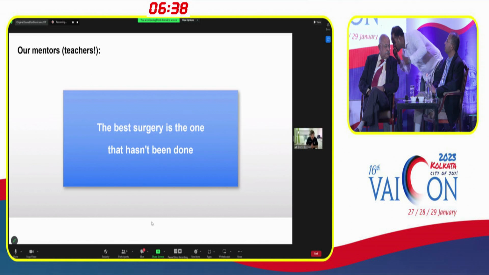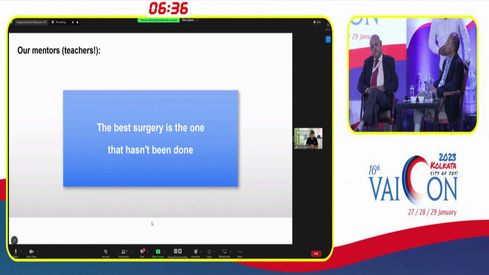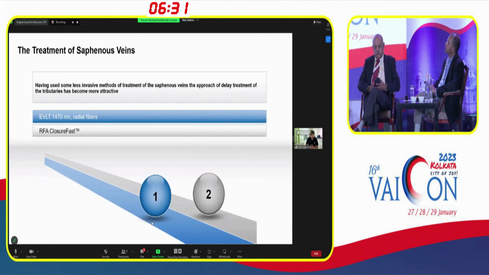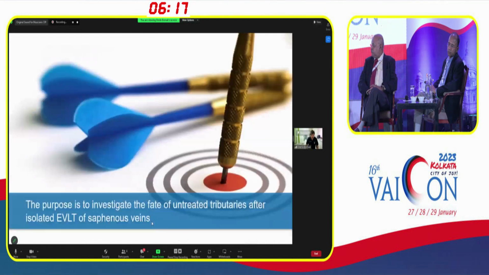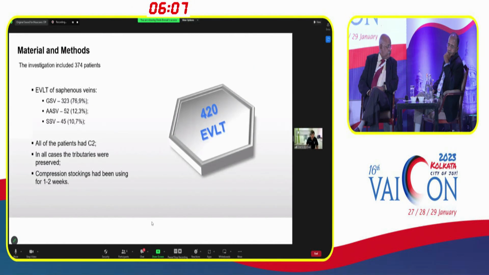And as our teachers, our mentors said, the best surgery is the one that hasn't been done. So that's why after the appearance of these less invasive methods of treatment of saphenous veins, isolated saphenous vein treatment becomes more attractive for us. The purpose of our investigation was to understand the fate of untreated tributaries after isolated endovenous laser ablation of saphenous veins. So here is our material.